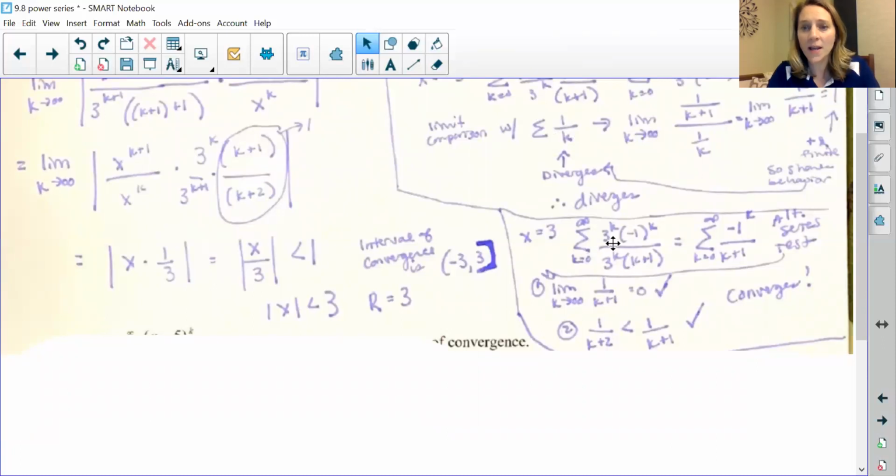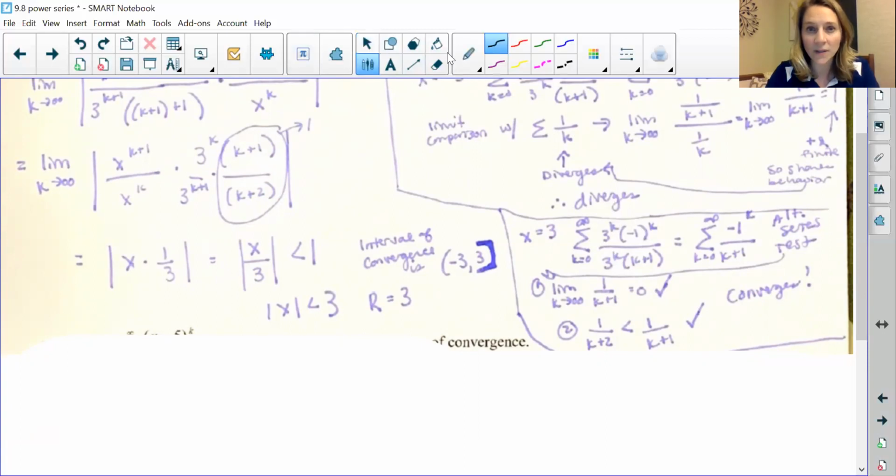When I plug 3 in, you can see that that -1 is going to stay, right? Because I have a 3 to the k over a 3 to the k, and that gives us an alternating series test, right? And so in that case, I feel like I should have parentheses here. Like this. There we go. Okay, so that's going to be an alternating series.